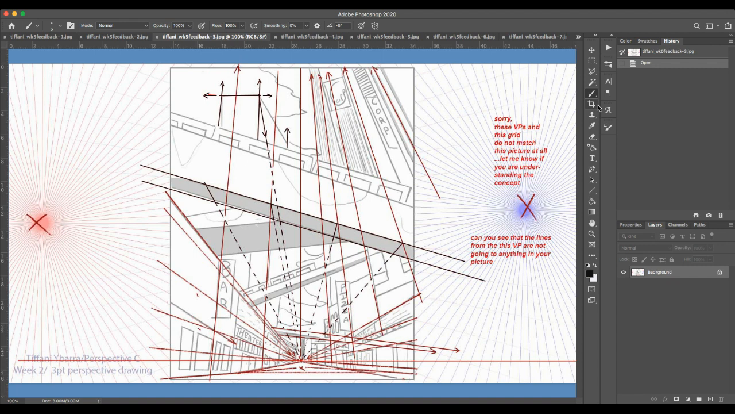But let's see, can you see that the lines from this VP are not going to anything in the picture? Okay, we just talked about that, right? Because you can see what I'm doing here with the lines that I've put on here. I've taken lines to a VP towards a point where they converge, which is here, which is your VP, which is obviously, as soon as I get a VP, that's where the horizon has to be. So that's where it is. Okay.